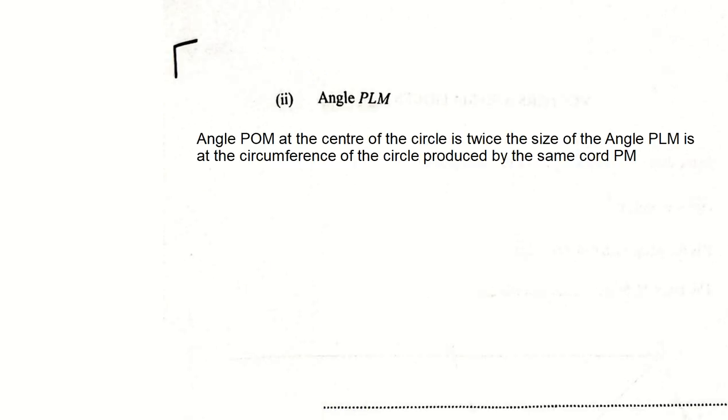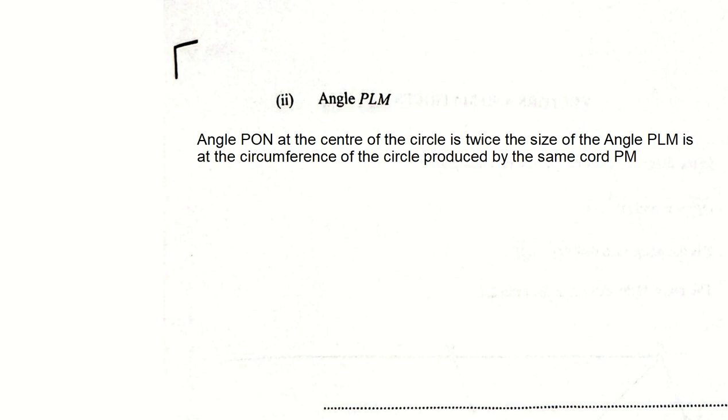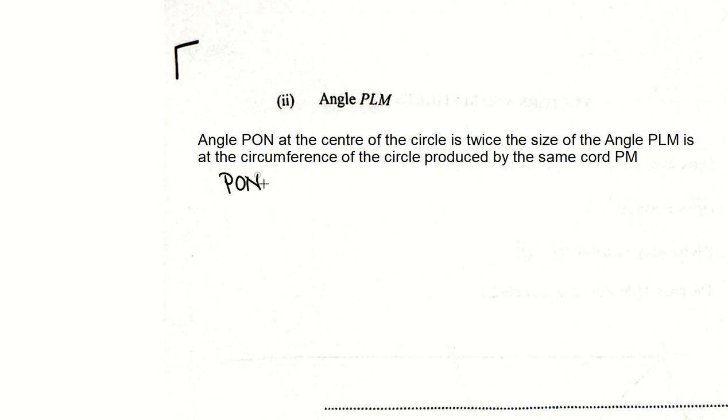So you could put N instead of M because N and M lie in the same line, right? So it's up to you, whichever one you want to put. So angle PON is at the center of the circle. We know that PON, which is what they just now told us to find out, PON is 66, therefore PLM would be 66 divided by 2, which is equal to 33 degrees. Right, and that is how you would calculate this one.